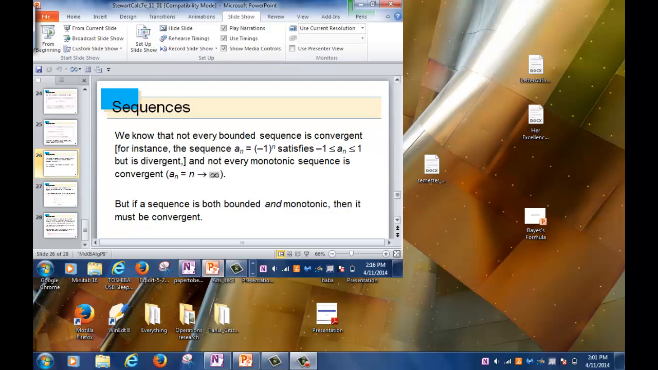However, if we add another condition, then we can make a bounded sequence convergent. So if I have a bounded monotonic sequence, the sequence must be convergent. Okay? If I have a bounded monotonic sequence, it is going to be convergent. Is that making sense? Remember, monotonic means it's either increasing or it's decreasing, right? So here's the picture.